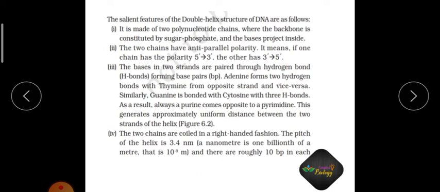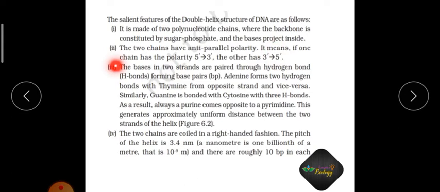It's very important. The first point here says that there are 2 polynucleotide chains where the backbone is constituted by sugar phosphate and the bases project inside. So the first point is very simple. It talks about the double helical structure. It says there are 2 polynucleotide chains. Each of them has sugar phosphate as the backbone and the bases are projecting inside.